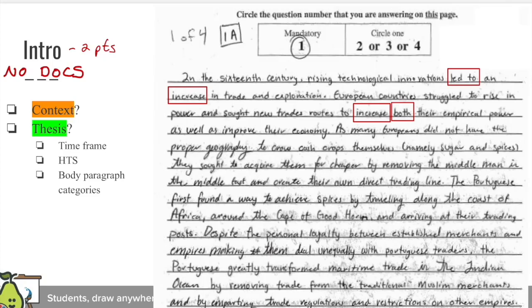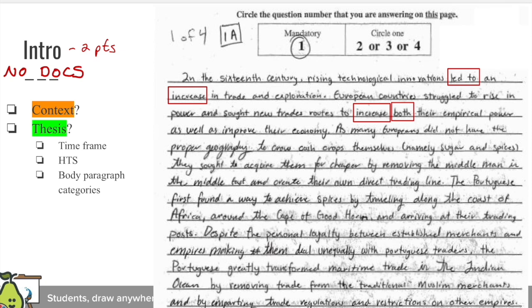So right off the bat, they're talking about continuity and change. Rising technological innovations led to, well, what historical thinking skill is indicated there? Led to. Good, causation. So increased technology led to what? An increase in trade and exploration. They're broadly giving an idea of what's going on during this time period, which is literally the age of exploration.